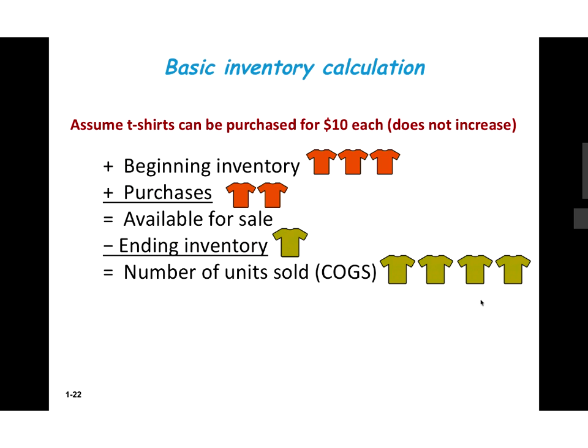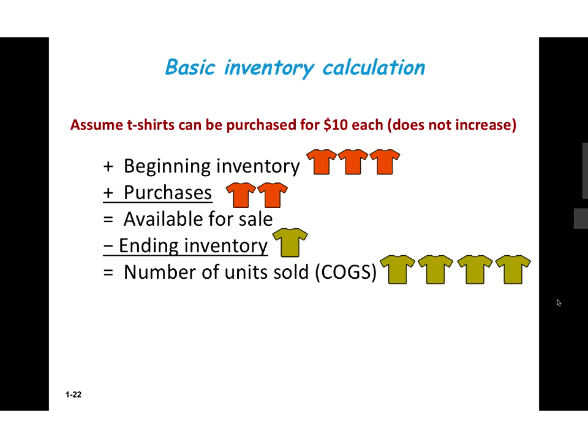Now we're going to start applying cost to inventory. At this point, we've just talked about the number of units, so we know we can track them. We know that all our units have to be in beginning inventory or we purchase them. That's what's available. And then at the end of the period, they either have to be in cost of goods sold or in ending inventory. So let's go through basic calculations.